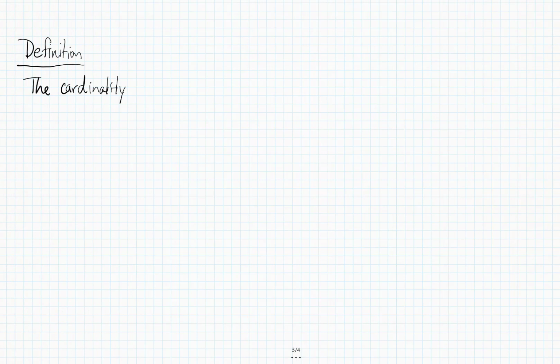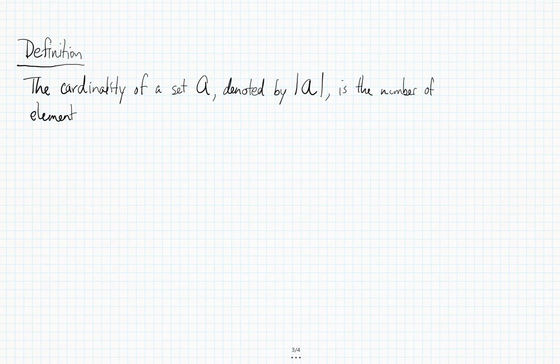Then what we want to start talking about is the cardinality of a set. The cardinality of a set, which we denote by what looks like the absolute value of A, but since A is a set, it's not absolute value, it's the cardinality, and that's just the number of elements in the set A. Well, if we look at an example, how can we actually use Venn diagrams to help with counting the number of elements?